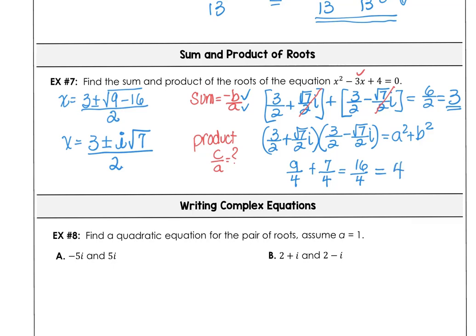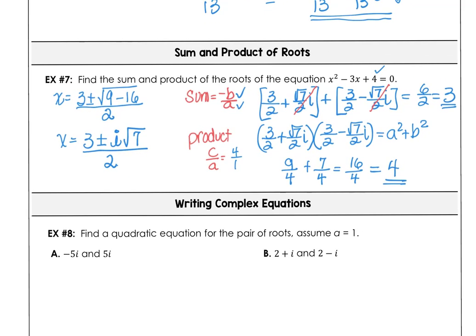So we want to go back and look at our equation. What is c and what is a? Well, c is 4 and a is 1. So yes, the product of our roots is the value in the equation. So this is just a way that you can check your solutions to make sure that you've done all of your work correctly with the quadratic formula in this case.